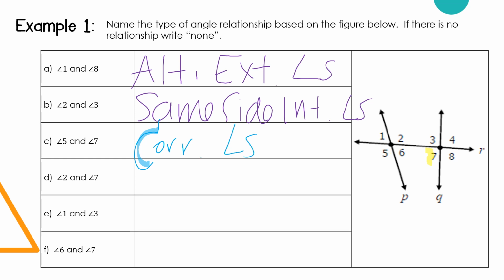All right, now we're looking at 2 and 7. 2 and 7 are in between the two lines P and Q, and they are on opposite sides of transversal R, so those are alternate interior angles.